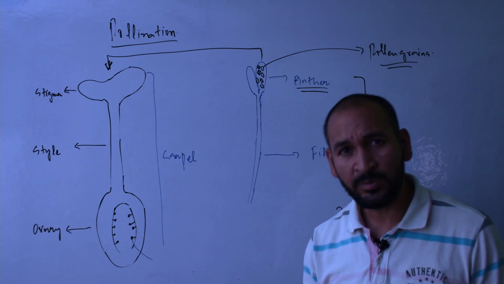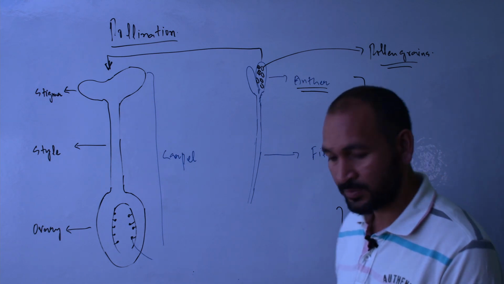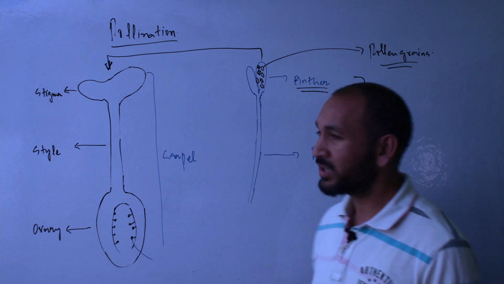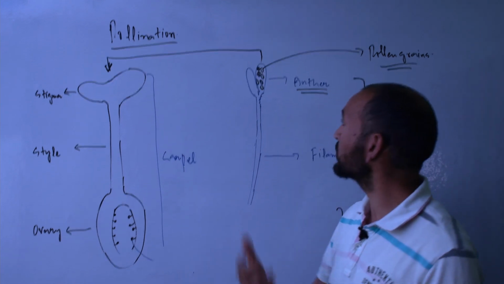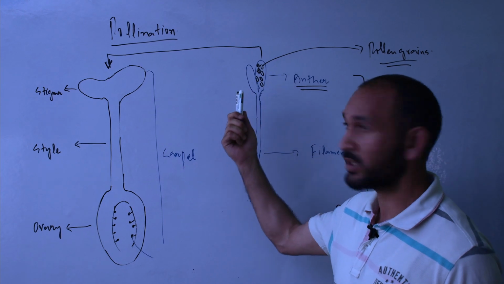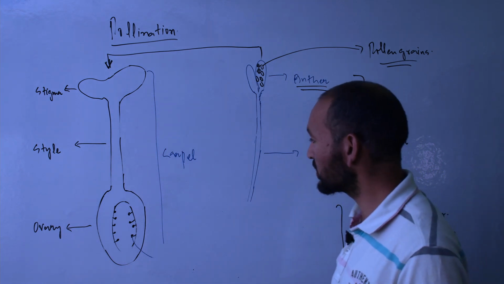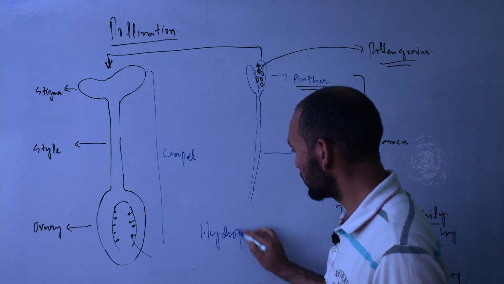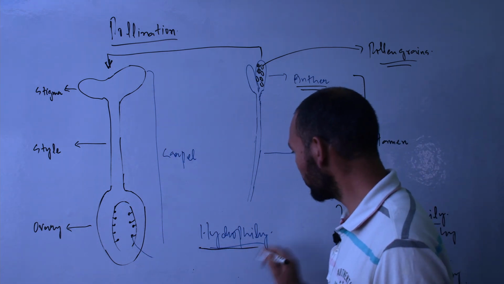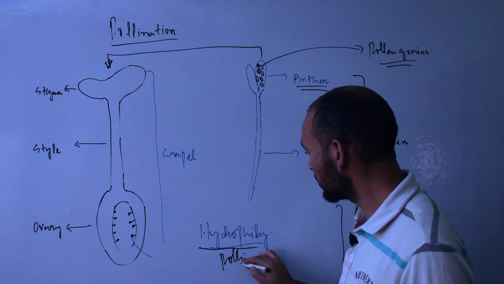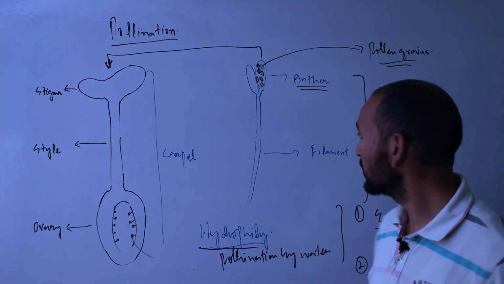In case of some other plants, especially those plants which grow on the seashore or near water bodies, even water can help in pollination. In such plants, pollination can happen through water, that is, pollen grains will be transferred through water from the anther to the stigma, and that pollination is called hydrophily. So hydrophily is pollination by water. So there can be different agents.